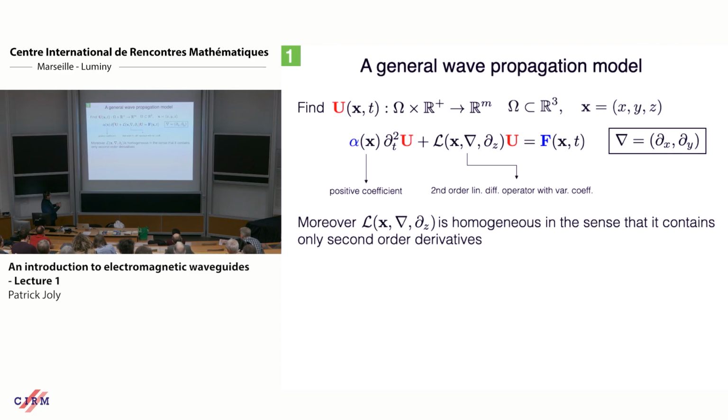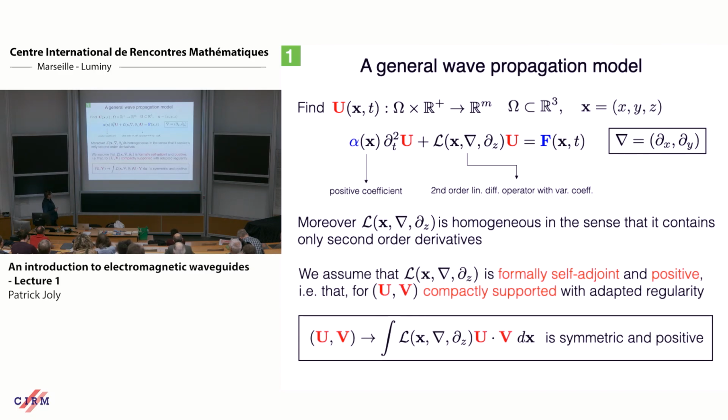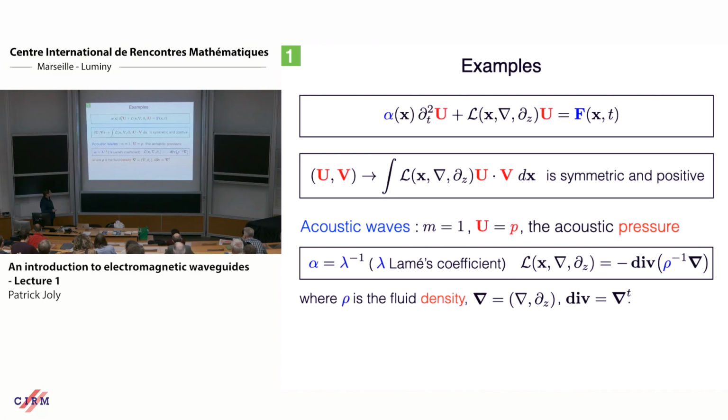And I suppose that this operator is homogeneous in the sense that it contains only second-order derivatives, no lower-order derivatives, and that it is formally self-adjoint, in the sense that this bilinear form here is supposed to be symmetric and positive. It will be clear on the two examples I am going to give.